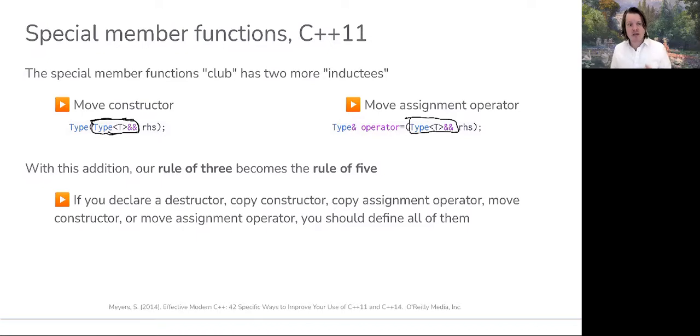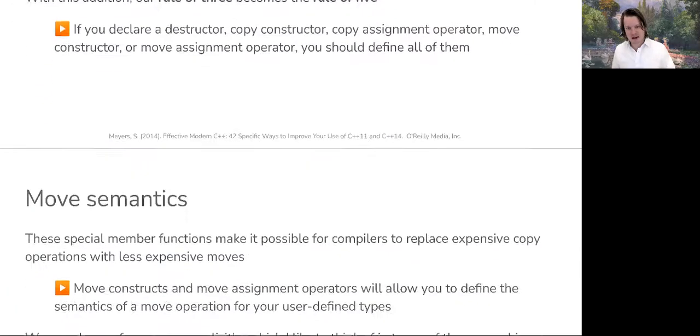As you can see here, with this addition, our rule of 3 is effectively going to become a rule of 5. From this point forward, the expectation would be that you're not only defining, where applicable, a destructor, copy assignment operator, and copy constructor, but to that 3, you're also going to provide a definition of a move constructor and a move assignment operator. So if you declare a destructor, copy assignment operator, move constructor, or move assignment operator, you should really define all of them. And this is going to become known from this point forward as the rule of 5.